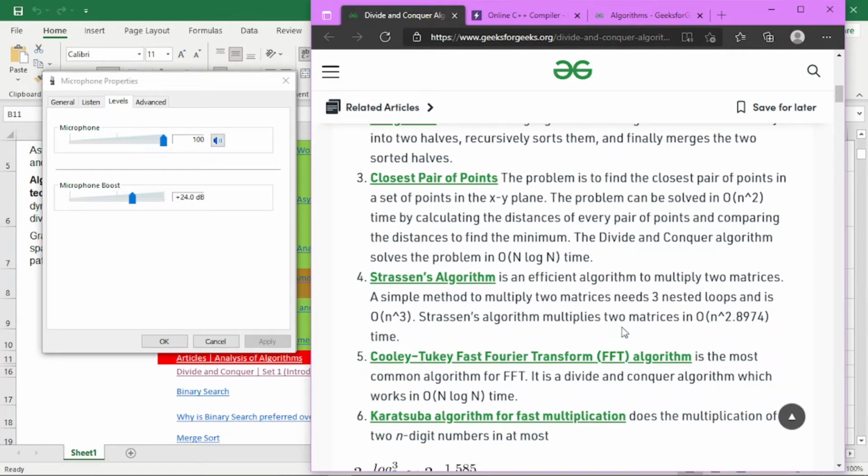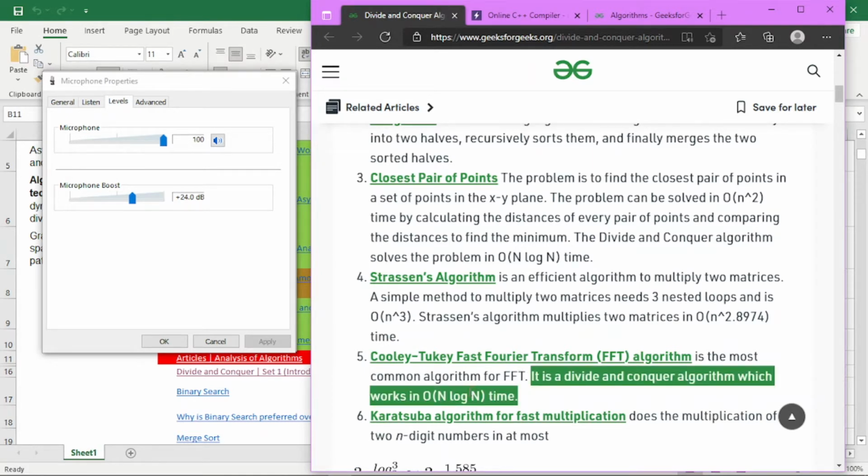Also for the fast Fourier transformation algorithm, the Cooley-Tukey fast Fourier transformation algorithm is the most common algorithm for fast Fourier transformation. It is using this divide and conquer to solve it in n log n time.